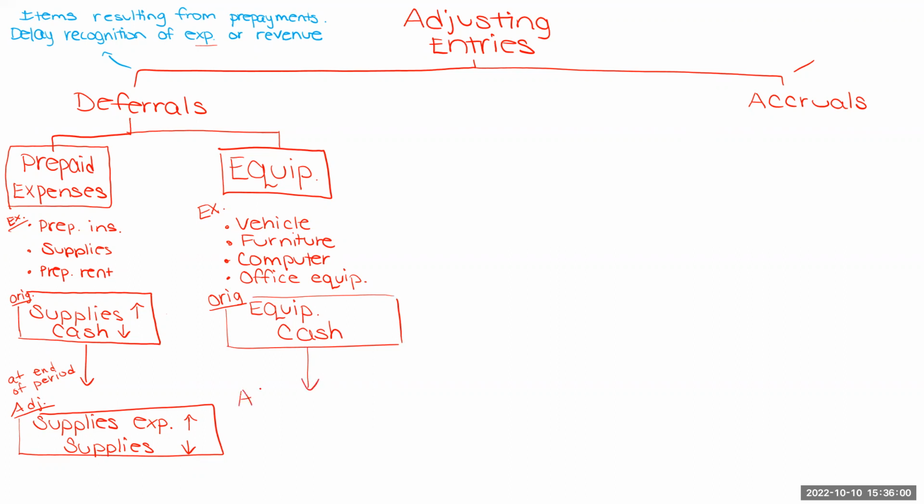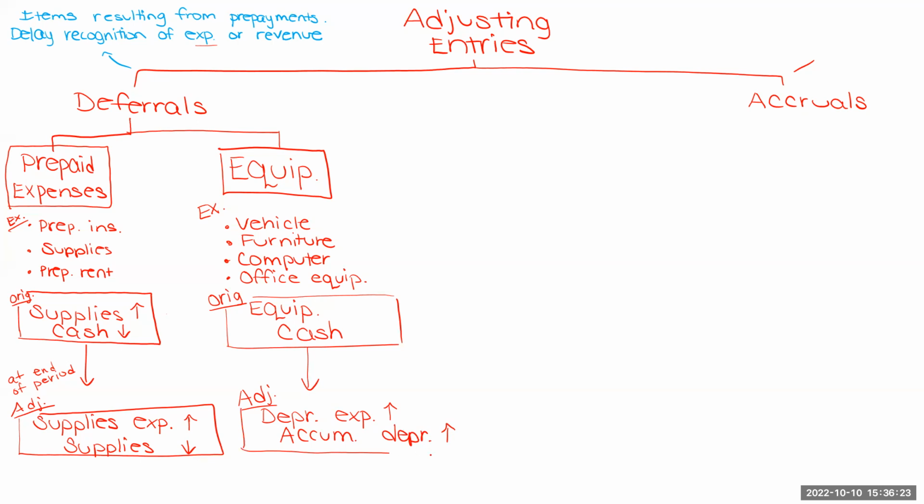Same thing at the end of the period, we've probably used that equipment, right? It just being in our office, the furniture being there, it has been used. We have benefited from it. So we have to increase an expense. Specifically with equipment, we use depreciation expense. And that new contra account we talked about, accumulated depreciation.